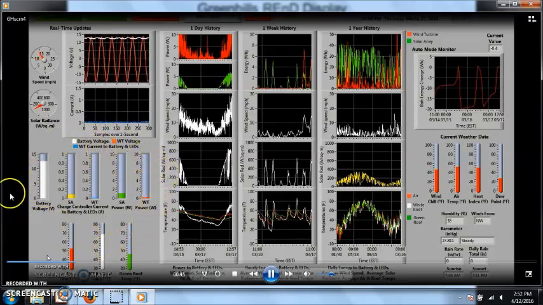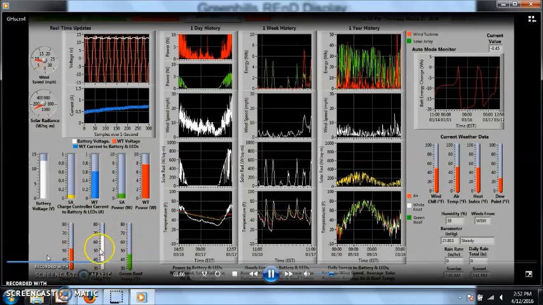Down here we have other real-time updates of the battery voltage, the wind turbine, and the solar array currents we're showing here. We're also showing real-time updates of the power from each. We have down here real-time updates of the temperatures from the air temperature and from the two rooftop sensors.